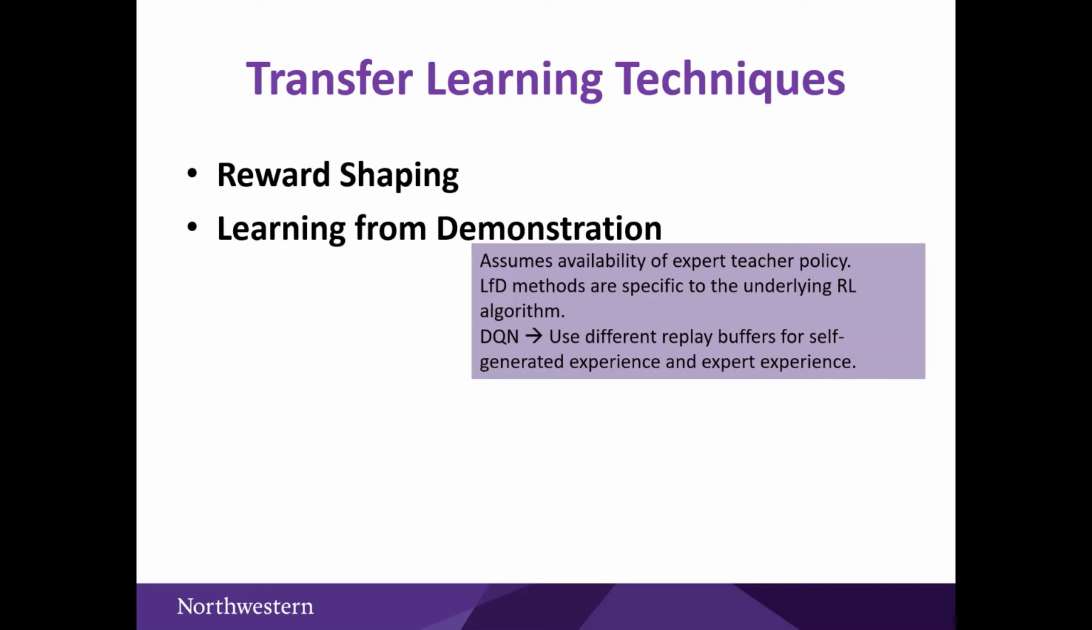The second approach is learning from demonstration, where we assume that there is an expert teacher policy that is already available. LFD methods are usually very specific to the underlying RL algorithm. For example, in a DQN based optimization, we use two different replay buffers, one to store the experience gained by the agent and another to store the experience from the expert. And we use a stochastic policy for sampling so that at every time step, we are also able to sample some of the expert experience.